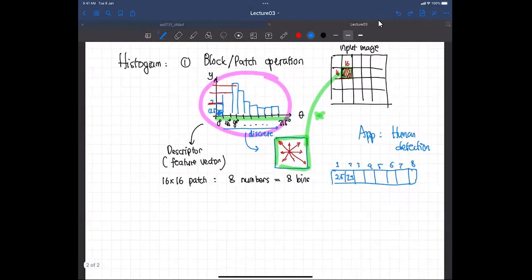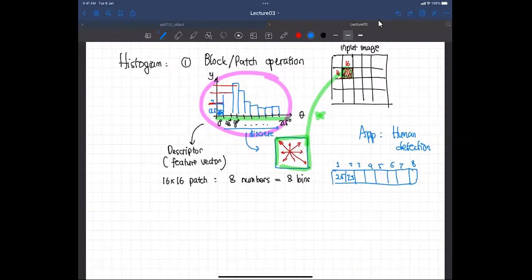So this one again is only for 16 by 16. Of course, you can make it 20 by 20, 40 by 40, and so on. But the length of the descriptor will still be 8. Regardless of the size of your patch, the length of your descriptor for that patch is 8. Okay. Now, you have to do this for all blocks, for all patches. So you have to do this for this patch, this patch, this patch, and basically all the patches, and each patch has a length of 8.